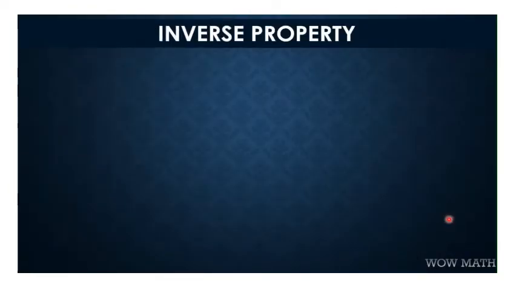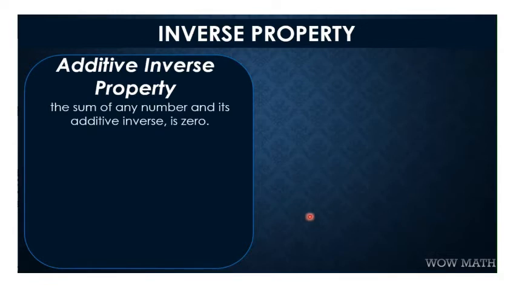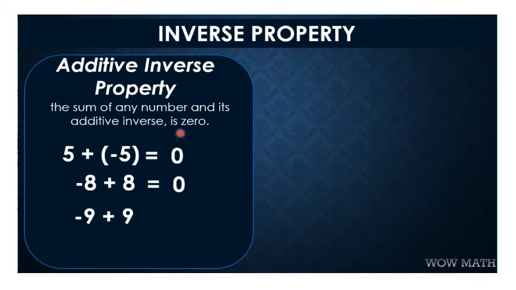Next property is the inverse property. So, we have additive inverse property. The sum of any number and its additive inverse is 0. Let's have an example. Okay. So, as you can see, this is positive 5, this is negative 5, this is negative 8, positive 8, negative 9, positive 9. Okay. So, ano bang tawag natin dito sa additive inverse?